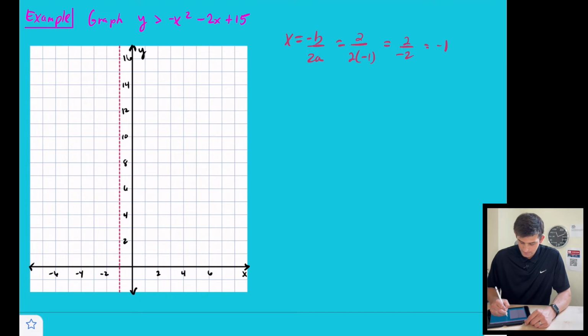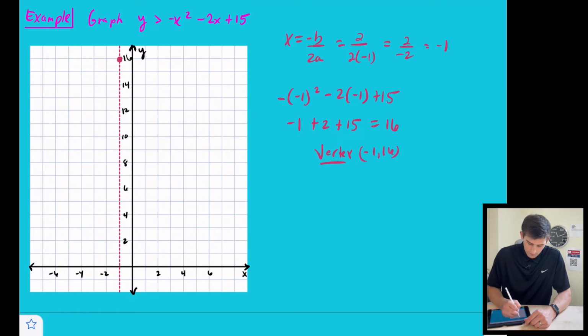Now we can use negative 1 to find our vertex. We can say negative, and then negative 1 squared minus 2 times negative 1 plus 15. So this would be negative 1 plus 2 plus 15, and that's going to be 16. So the vertex of our parabola is at negative 1 comma 16, and we'll put that right there. Now we know that the y-intercept is our c value, so that would be 15. We can plot that right there, and we can reflect that point over.